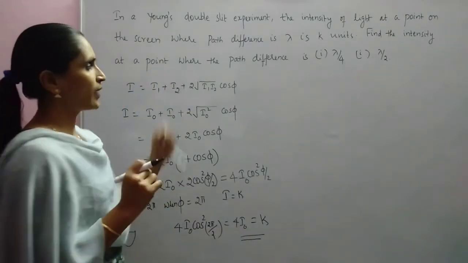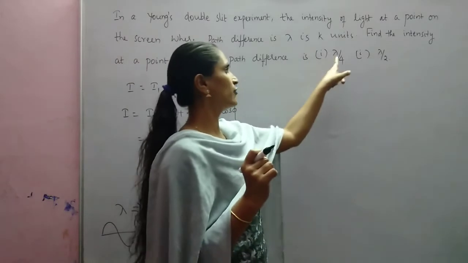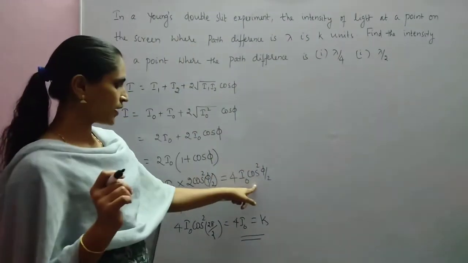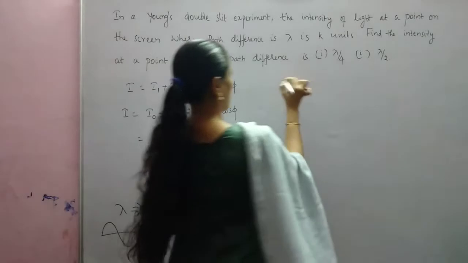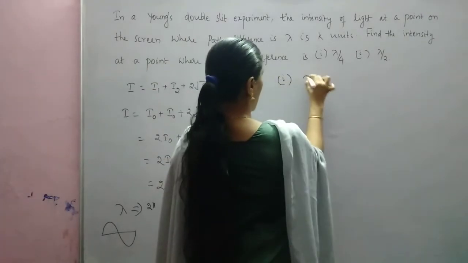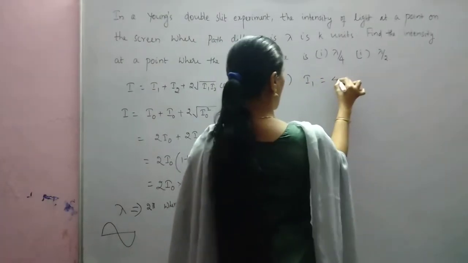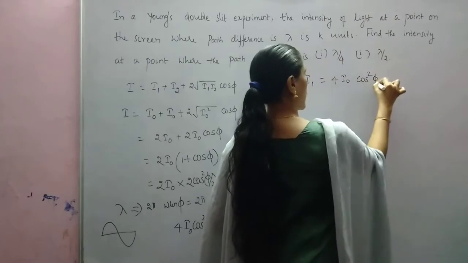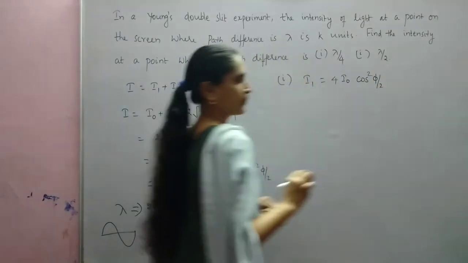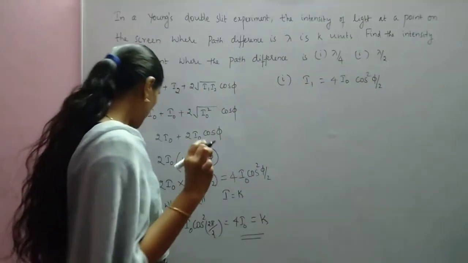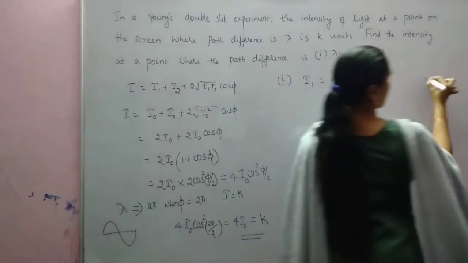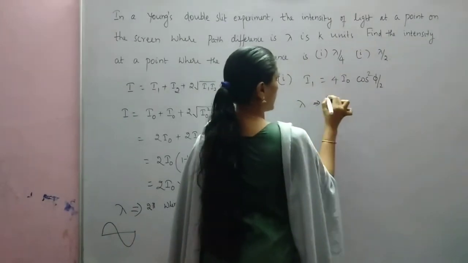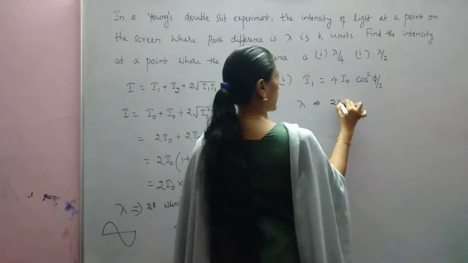Now what we have to find? We have to find where path difference is lambda by 4. What is the intensity? So the formula of intensity we can write. The first case, I1 is equal to 4I0 cos square phi by 2. And we have to find corresponding to lambda. We can write corresponding to lambda the phase difference is 2 pi.